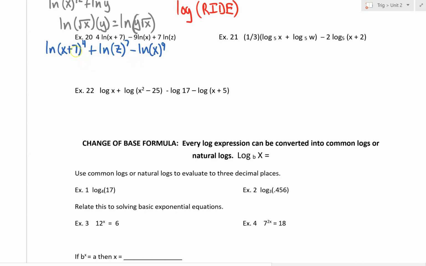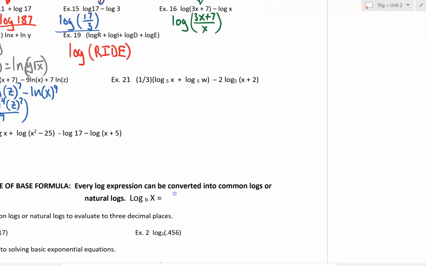First of all, what's going to happen with these? Well, you're going to have ln of x plus 7 to the 4th times z to the 7th, and all of that is over x to the 9th. That is what this one's going to say. So anything negative goes to the bottom. Anything positive stays at the top.